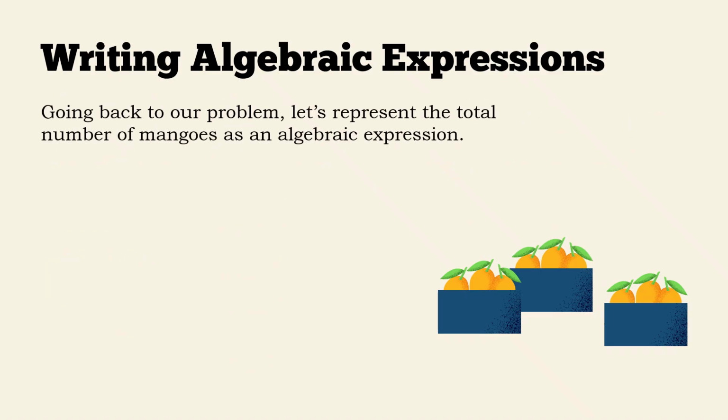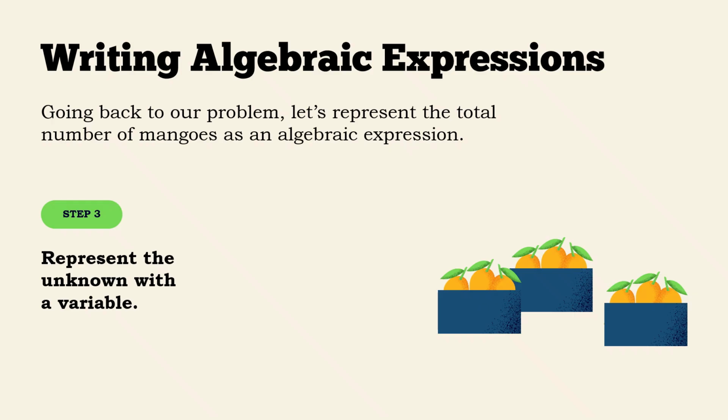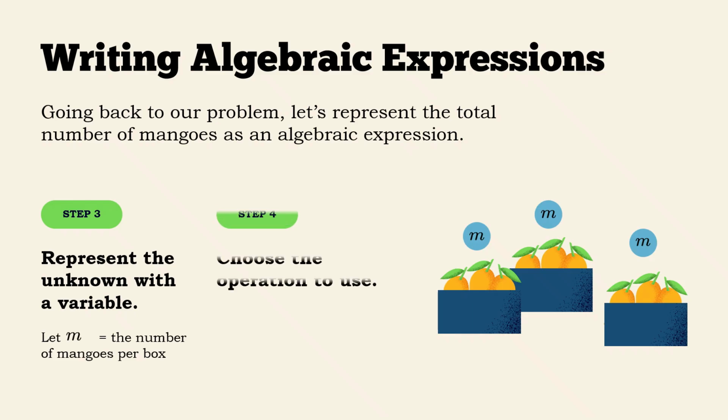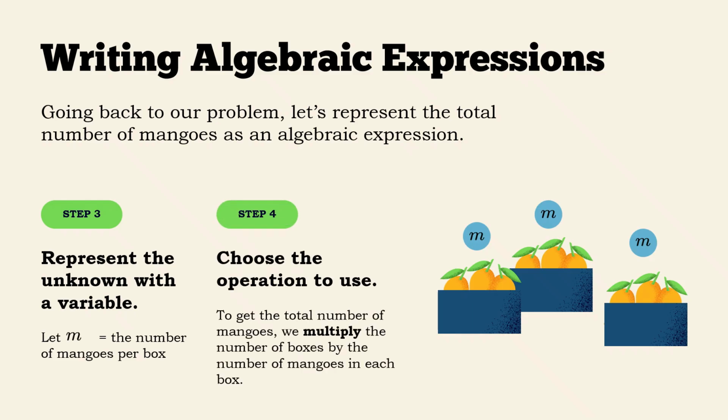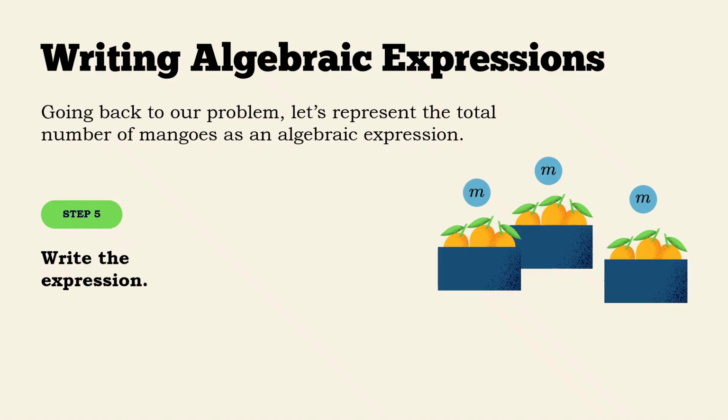Going back to our problem, let's represent the total number of mangoes as an algebraic expression. So step 3, represent the unknown with a variable. Let m is equal to the number of mangoes per box. Step 4, choose the operation to use. To get the total number of mangoes, we multiply the number of boxes by the number of mangoes in each box. Step 5. Write the expression.